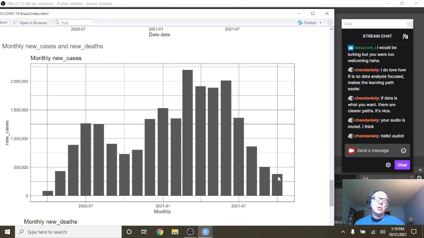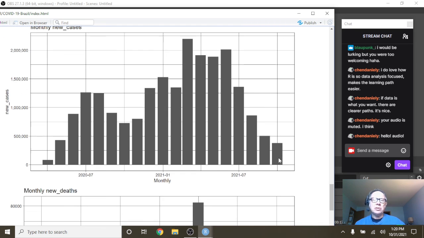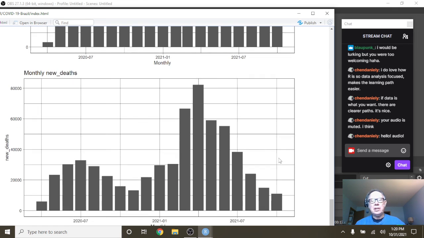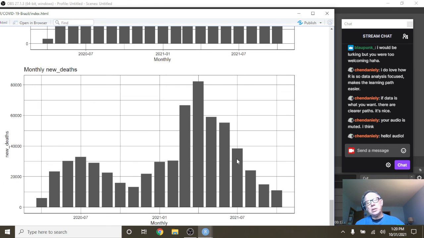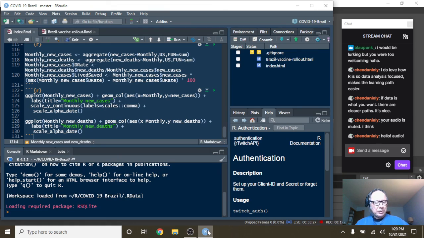Or 4 months in a row now. Brazil has had its cases decline 4 months in a row now, beginning with July all the way up to October. And look at deaths: one, two, three, four, 5 months. October's going to be the fifth month in a row where Brazil's deaths have declined. So that's why you've got to be careful sometimes when you look at yearly numbers. But anyway, that takes care of Brazil's report.